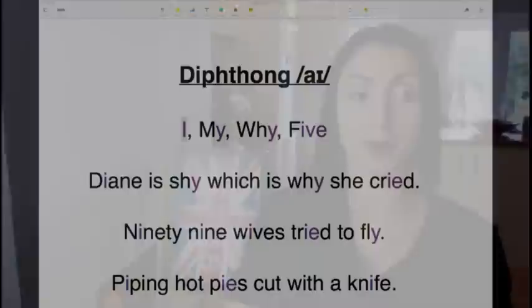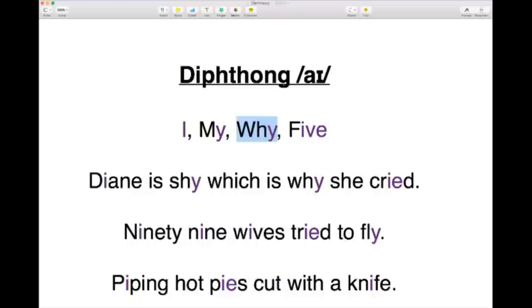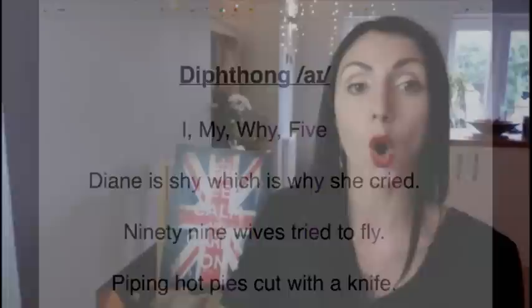Let's look at some other words. We have the very important question, why? Of course, this is a silent H, so we just have a W, W, and the diphthong, why? Why are you in my house? I would like to know.